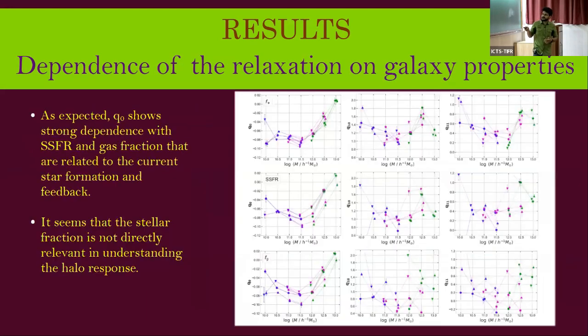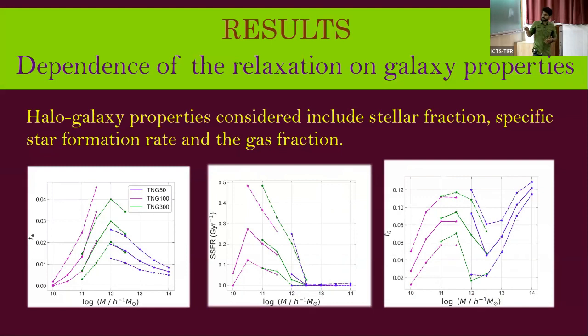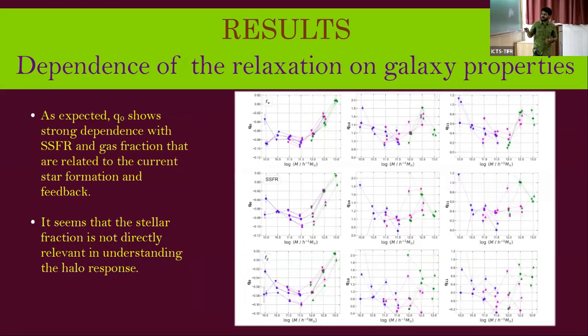Then we looked at galaxy properties like the stellar fraction, and the second one is the star formation rate. With star formation rate, it is again consistent with our expectation: when the star formation rate is high, that is the upper triangle, we see that Q0 has a more negative value. That is because the current active star formation rate indicates recent feedback, so the halo has not responded to such feedback, and hence Q0 has a higher negative value.